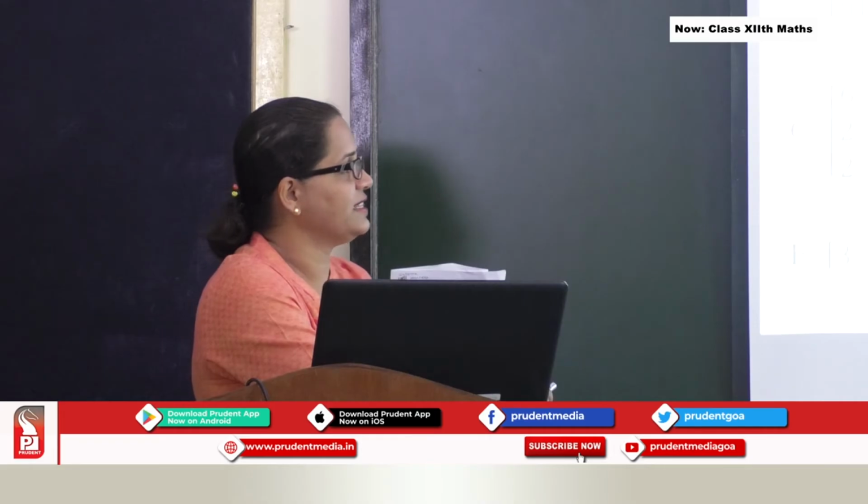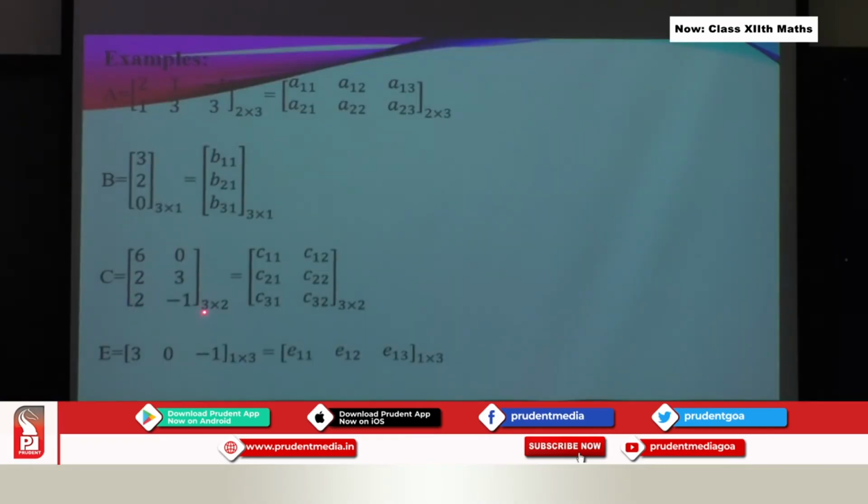Okay, look at the third example. Now this matrix is of what order? 3 cross 2. Why 3 cross 2? Because over here you have 3 rows and 2 columns. Look at the positions of those elements. Now here, since I am talking about matrix C, you have C11 here, see, 6 is at C11. Now here 3, now 3 is at what position? It is at C22 position. So here if you look at this, the order is 3 cross 3.